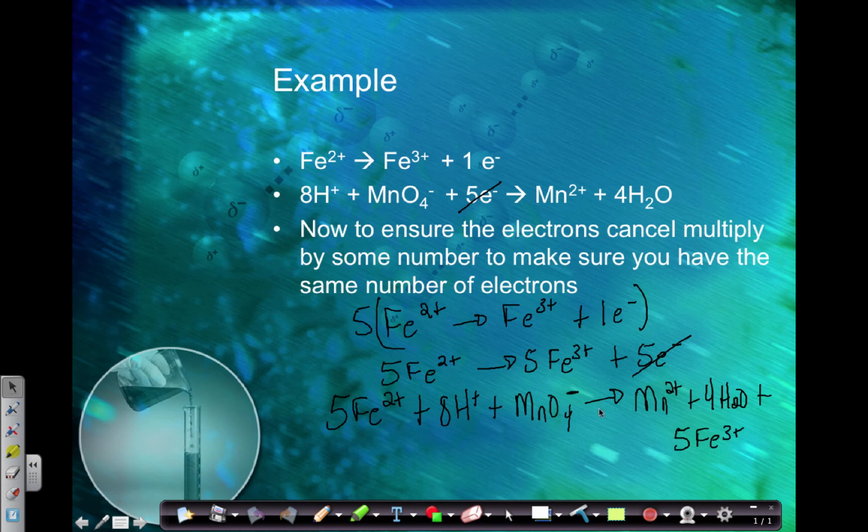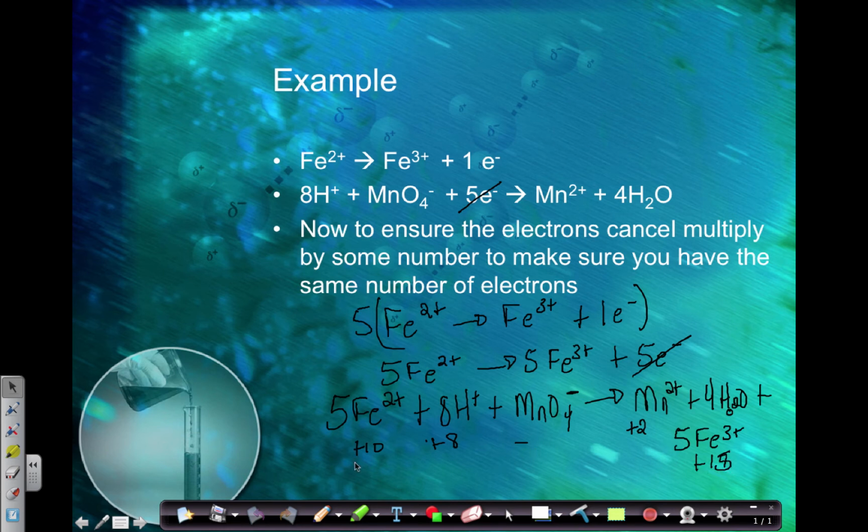All right, so now I have my combined equation. I'm just going to double check everything by making sure the charges still cancel on both sides. So I've got 5 times positive 2, which will be positive 10, plus 8 times positive 1, which would give me positive 8, and then a negative 1 here. All right, so on this side, I've got a positive 2, and I've also got 0. And then here I've got 5 times positive 3, which is positive 15.